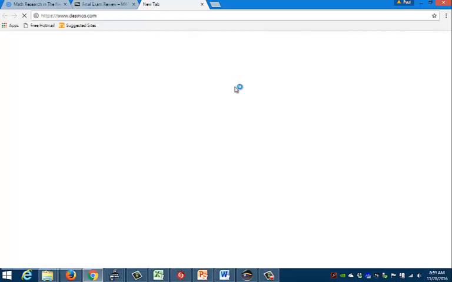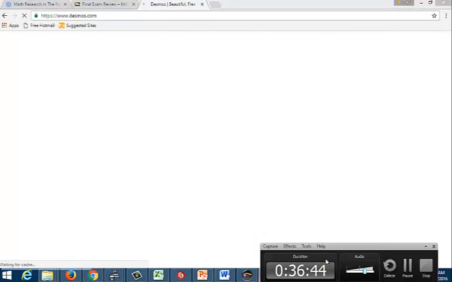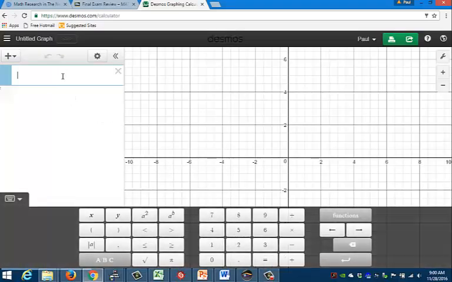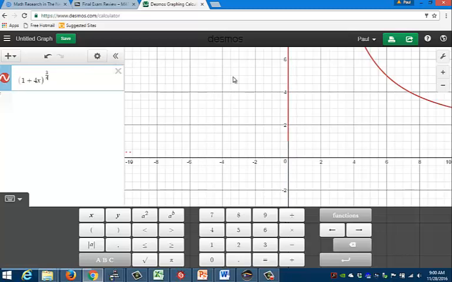Okay, here I go on Desmos. We're going to graph 1 plus 4x to the 3 over x power. Yeah, no, it seems to be having some trouble here because it has this red line.